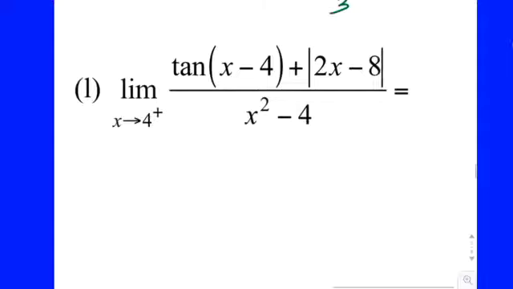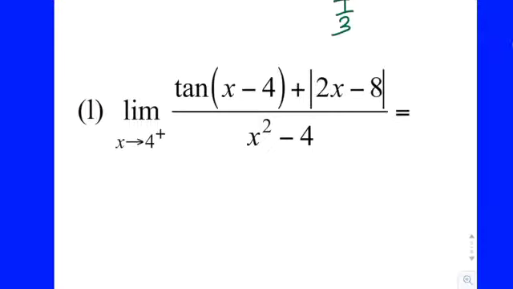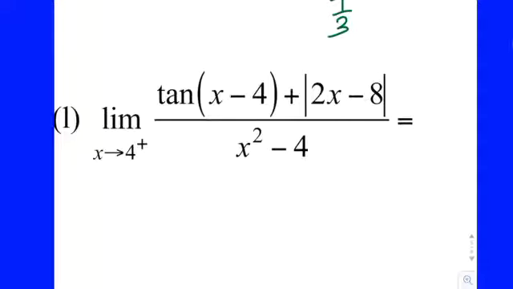H-I-J-K-L. We're getting through the alphabet here. We're approaching 4 from the right, but we can still try direct substitution, find the general limit. So if I plug in, I get 4 minus 4 is 0. Tangent of 0 is 0. Plus 8 minus 8 is 0. So I get 0 in the top, and what do I get in the bottom? 4 squared is 16. 16 minus 4 is 12. So I get 0 over 12, which is what?